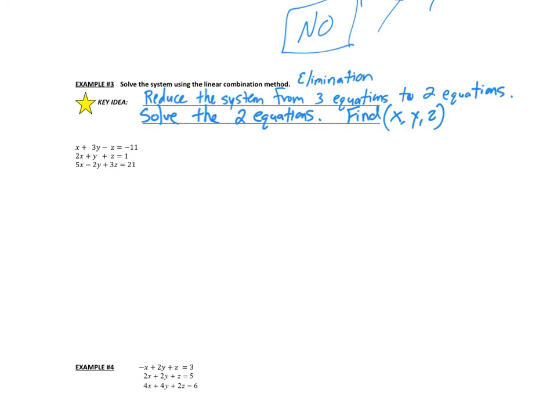Okay, so what we're going to do is try to reduce this down to 2 equations. You're going to look at these 3 and you're going to pick a variable that you want to cancel. Do you want to cancel x, y, or z? And in all reality, for most of these problems, it doesn't really matter which one you pick. They're all about the same difficulty. So anybody have a preference? Do you like x, y, or z?